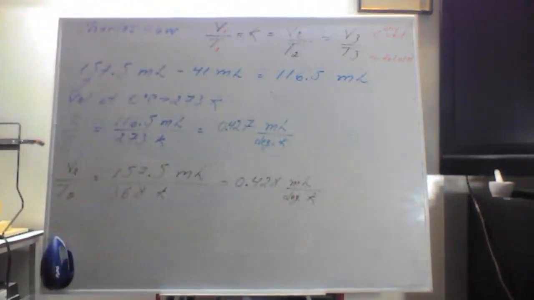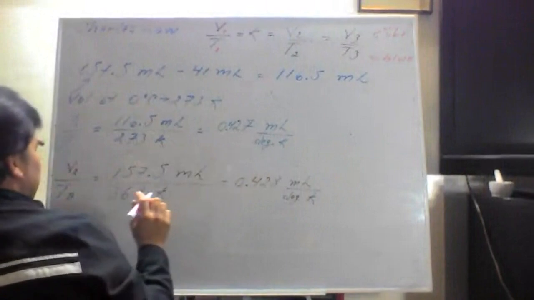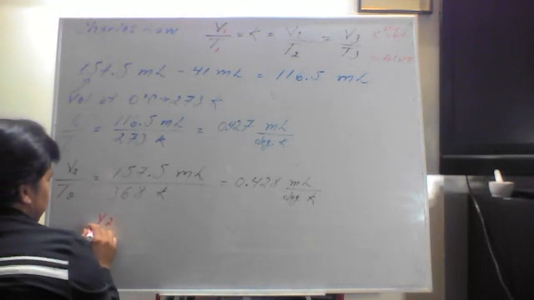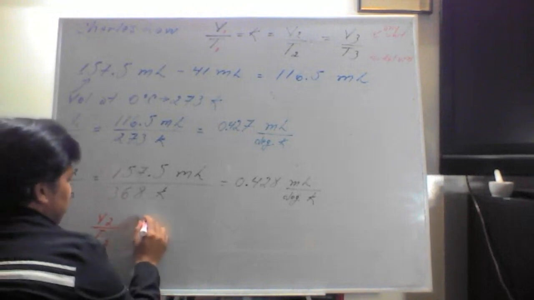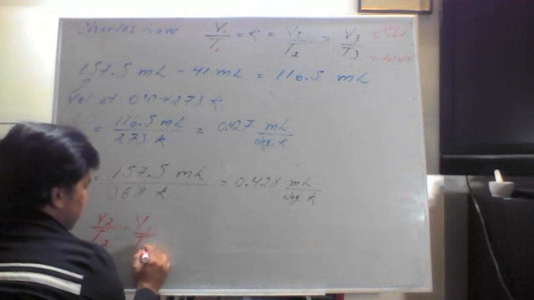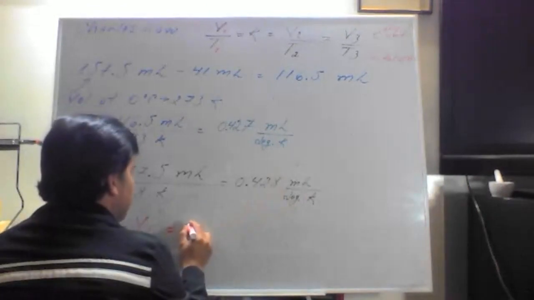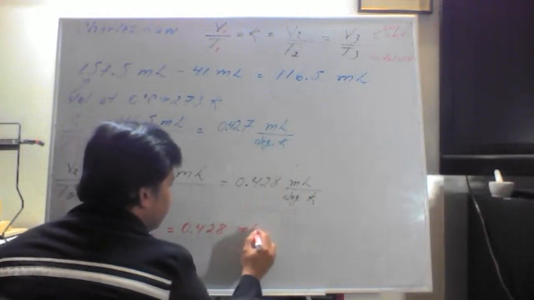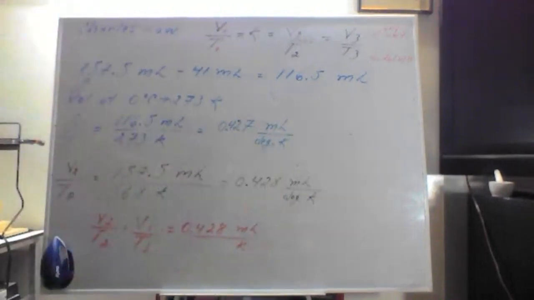So let's write that again. We're going to predict the volume number 1 from the data number 2. So we have volume number 2 over temperature number 2 is equal to volume number 1 over temperature number 1. And that is equal to a constant. We're going to use this constant here, 0.428, and this is in milliliters per Kelvin.